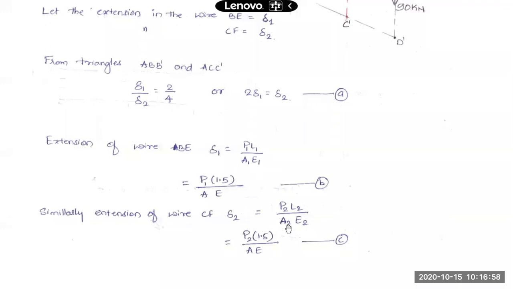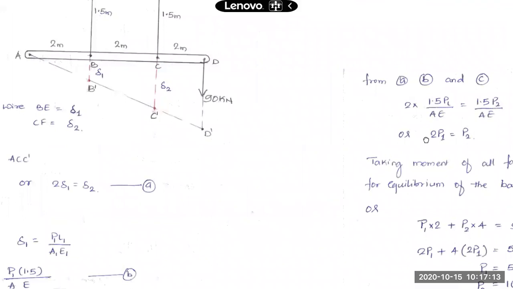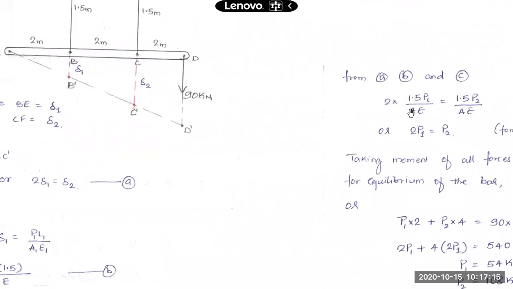A1 E1 and A2 E2 are the same for both wires. Let that be AE. L1 and L2 both are 1.5 meter, so that has been substituted. On doing that and using the first relation, we will be able to obtain the relation between P1 and P2, the forces in the two wires. P1 is the force in wire BE and P2 is the force in wire CF.